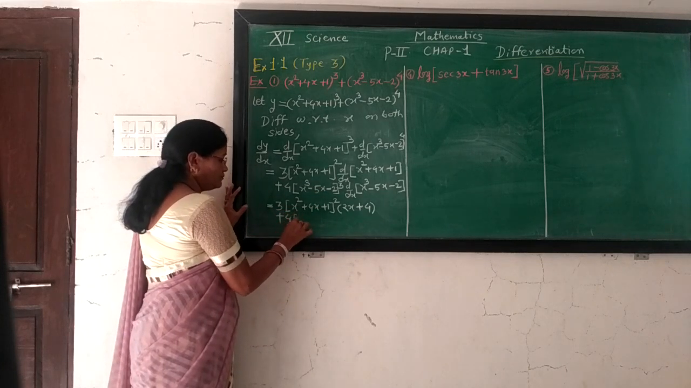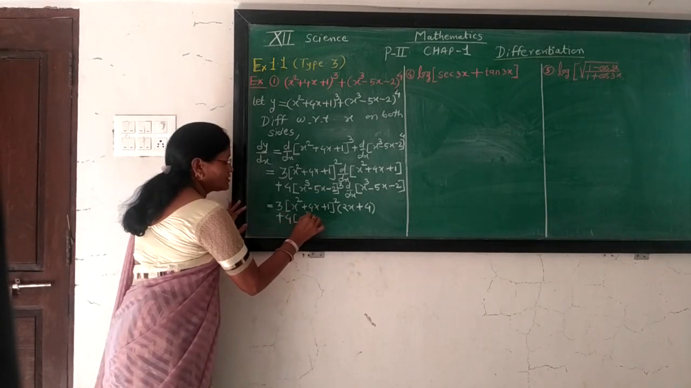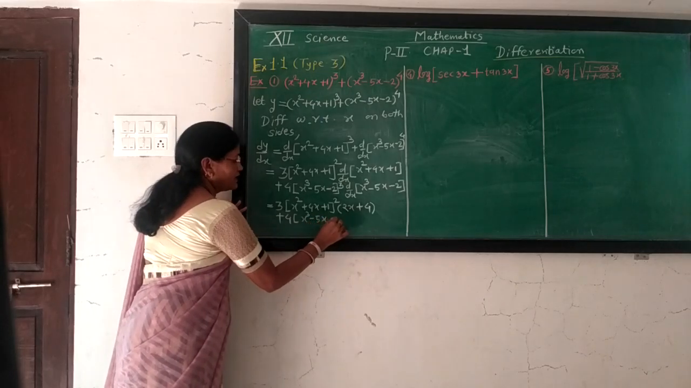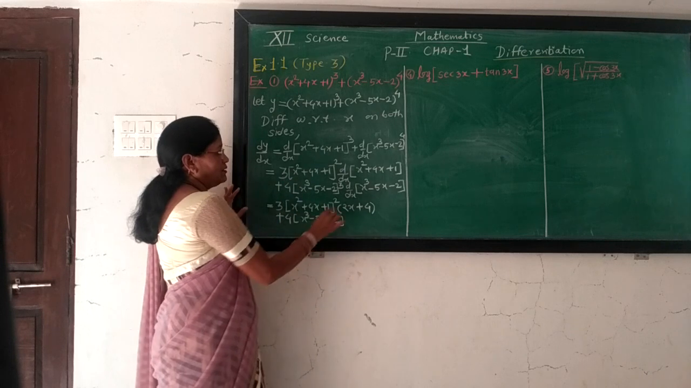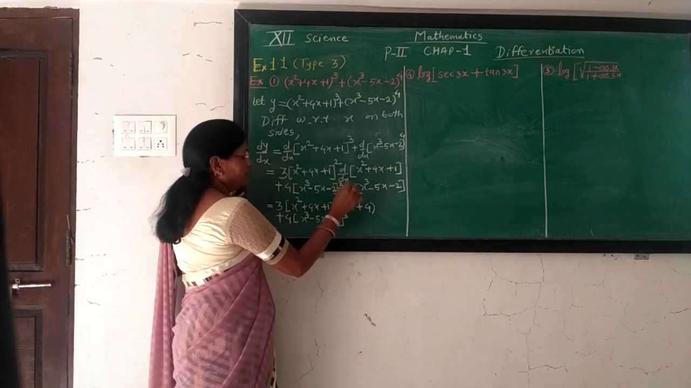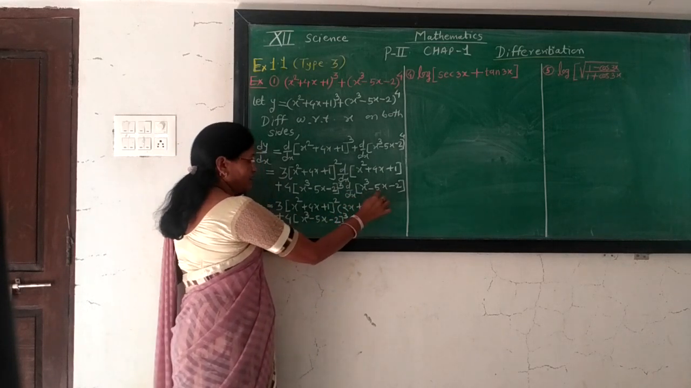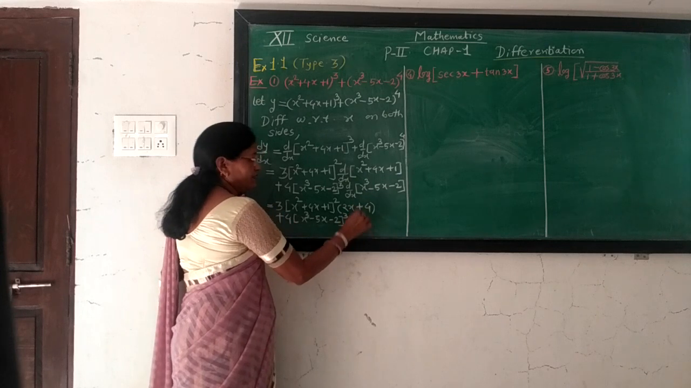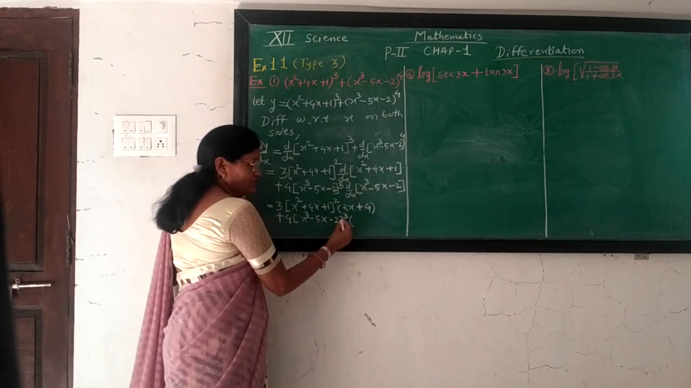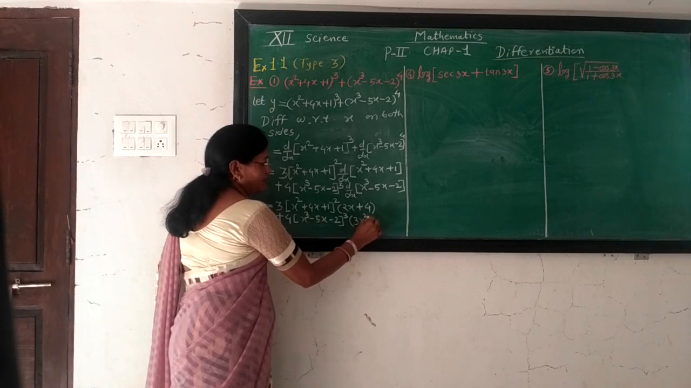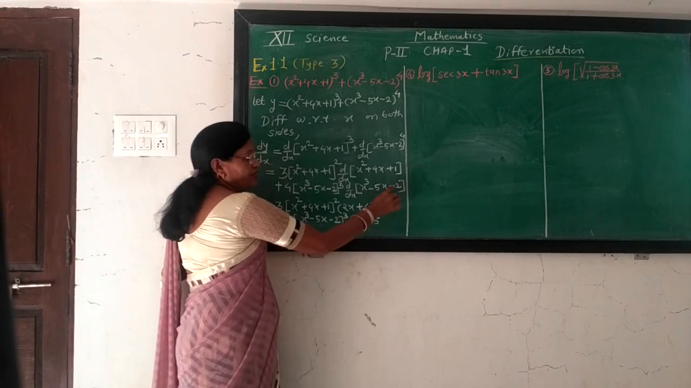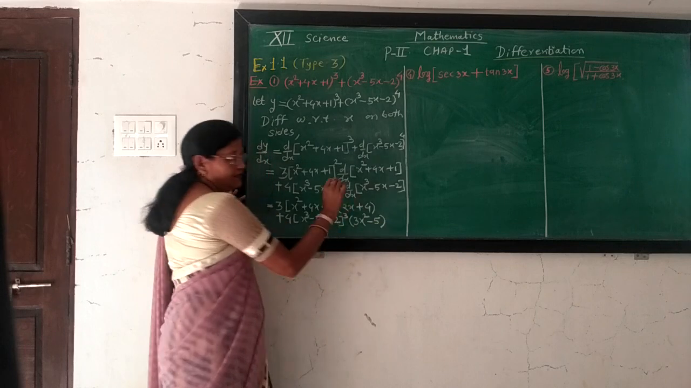Now the second term, 4 times (x cube minus 5x minus 2) bracket raised to 3, multiplying the derivative of this bracket. For the derivative of this bracket, we again take the derivative of x cube by using the same rule, which becomes 3x square, minus 5, and the derivative of minus 2 again becomes 0.